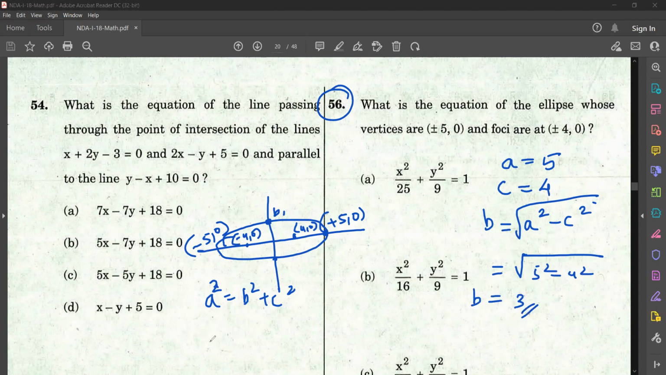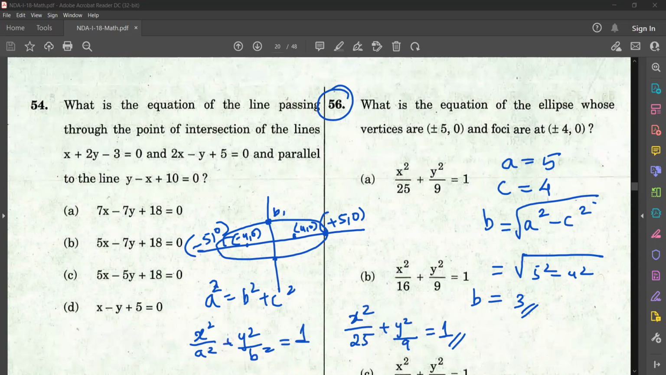Now what is the equation of this ellipse? What is the standard equation of ellipse? X square by A square plus Y square by B square is equal to 1, where A stands for semi-major axis. So just substitute here, that is x square by A square means 5 square, that is 25, plus Y square by B square means 9, that is equal to 1. X square by 25 plus Y square by 9 is equal to 1.